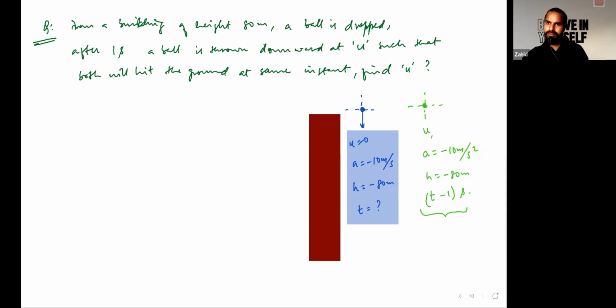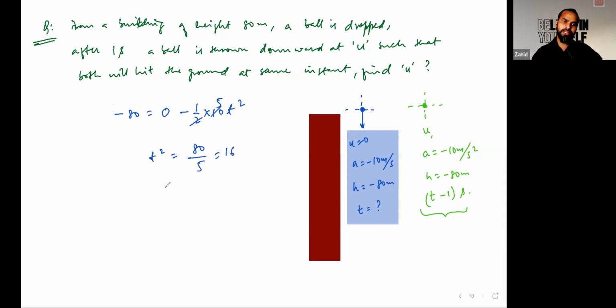I'm not confirmed about that particular answer. Let me check. Okay. For the first part, S is equals to UT minus half G T square. So it will be 5 times, minus minus gets cancelled out. So T square is equals to 80 divided by 5, which is equals to 16, or T is simply 4 seconds. Just put this particular value in the second part.